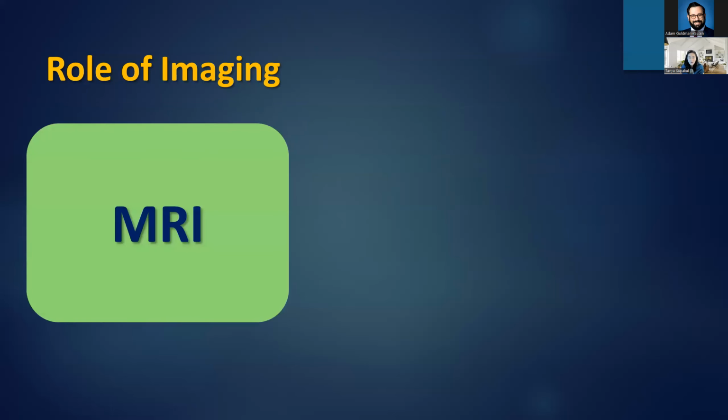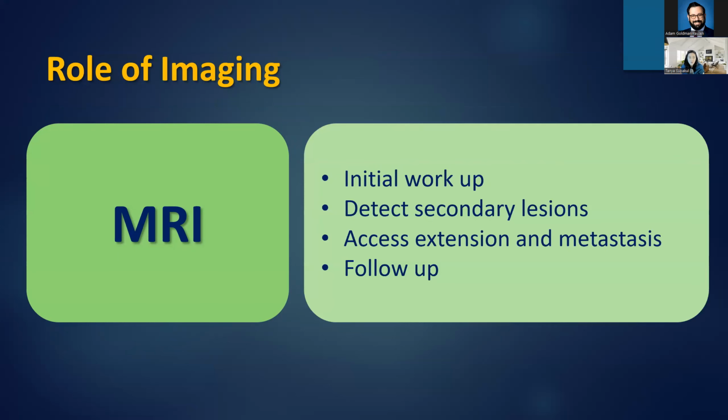So in terms of leukocoria, I think the main modality that we have to do, more like the first line right now and the gold standard, is MRI, which we can use for the initial workup. We can use it to detect secondary lesions, assess for extension or metastasis, and also for the follow-up study.